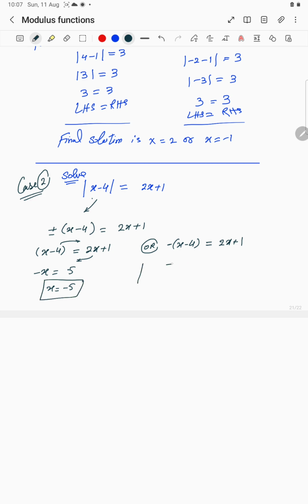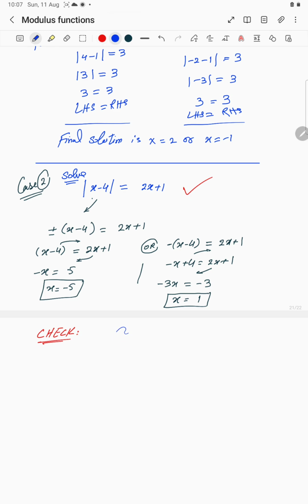or here, minus x plus 4 equal to 2x plus 1. So x moves to this side and 4 goes to the other side. It's minus 3x equal to minus 3. So x will be 1. Now these are the two solutions we get algebraically. Before finalizing our answer, we must check our results with the original function.